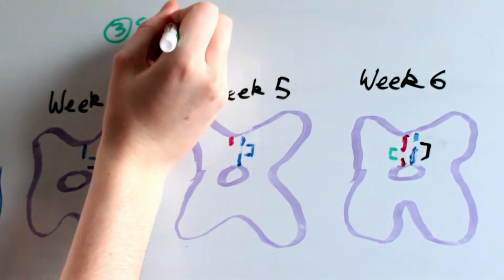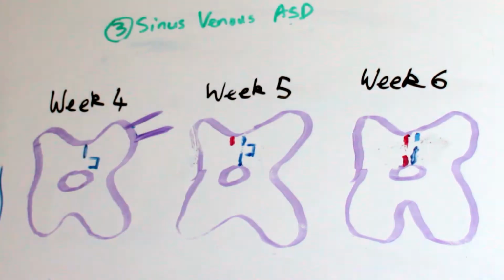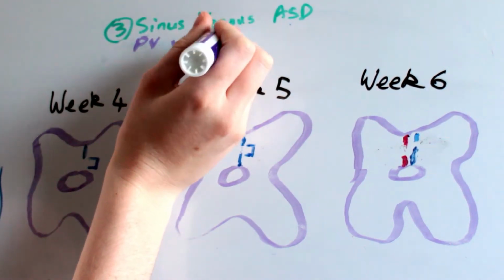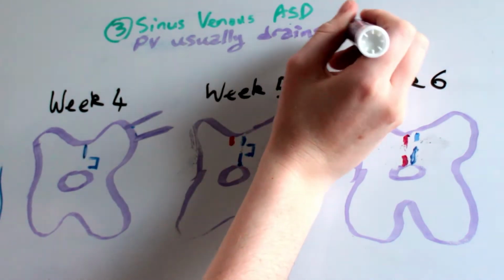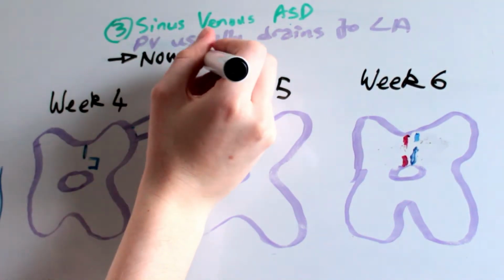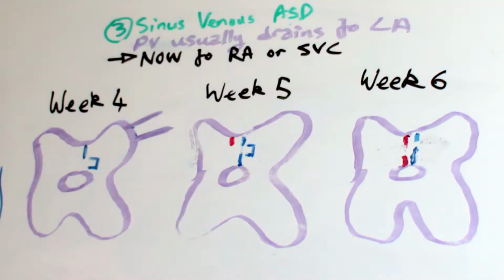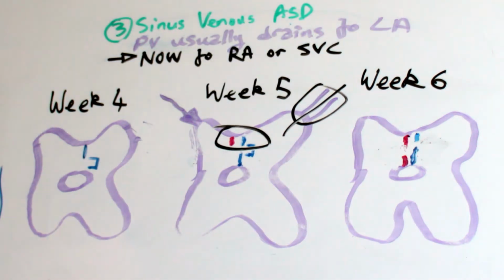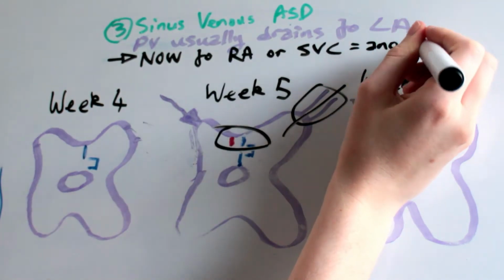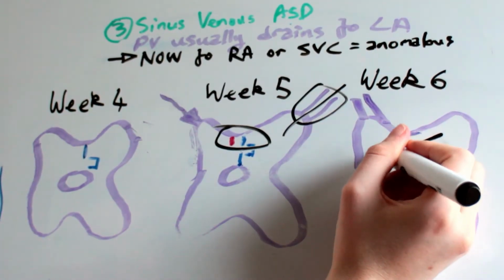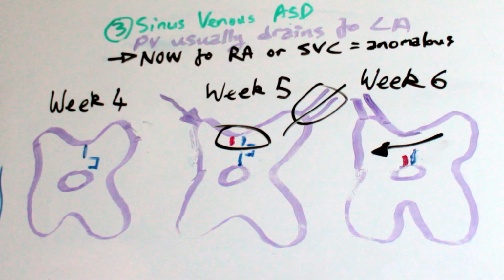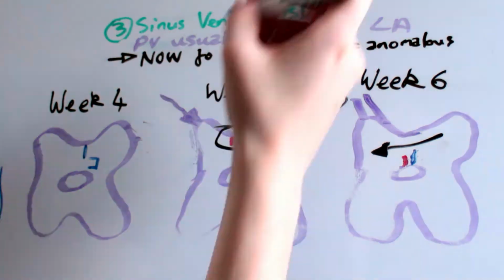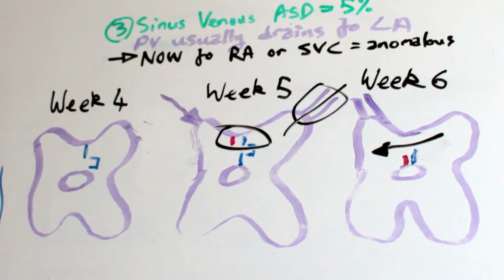Thirdly, we have a sinus venosus ASD. This is where the pulmonary veins, which usually drain oxygenated blood into the left atrium, join instead to the right atrium or superior vena cava, depicted here. This connection affects the upper portion of the septum and is known as anomalous pulmonary venous return, allowing blood to get through here. It accounts for 5% of defects.